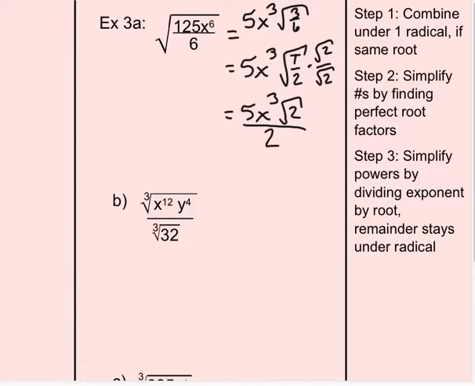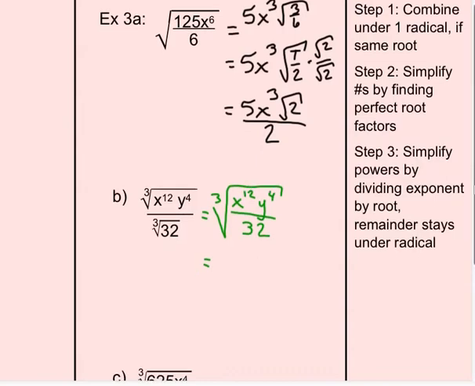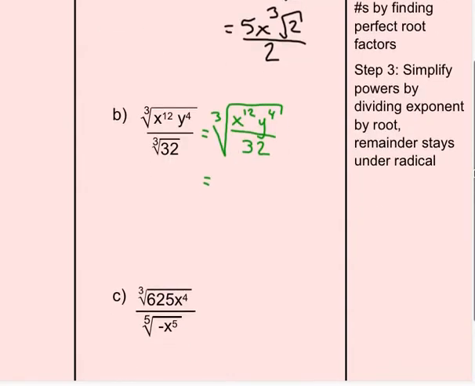Alright, last example. This one we're going to jump up to step 1. If they have the same root, sorry, I do have one more example, then you can combine them under one radical, which might be a little bit simpler to take a look at. So we've got x to the 12th, y to the 4th, over 32. You can also keep the roots separate. What's nice about combining them is that if there are any factors that will cancel, you can divide before you simplify the root. In this case, we don't have that, so I'm going to go ahead and simplify my powers.